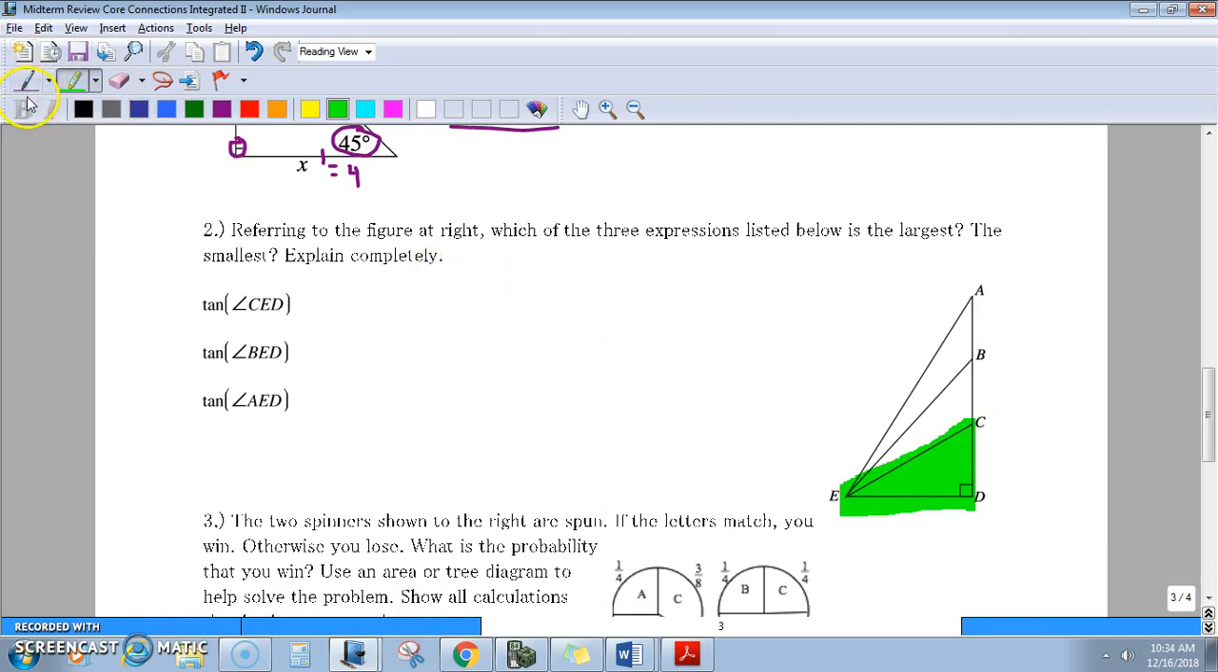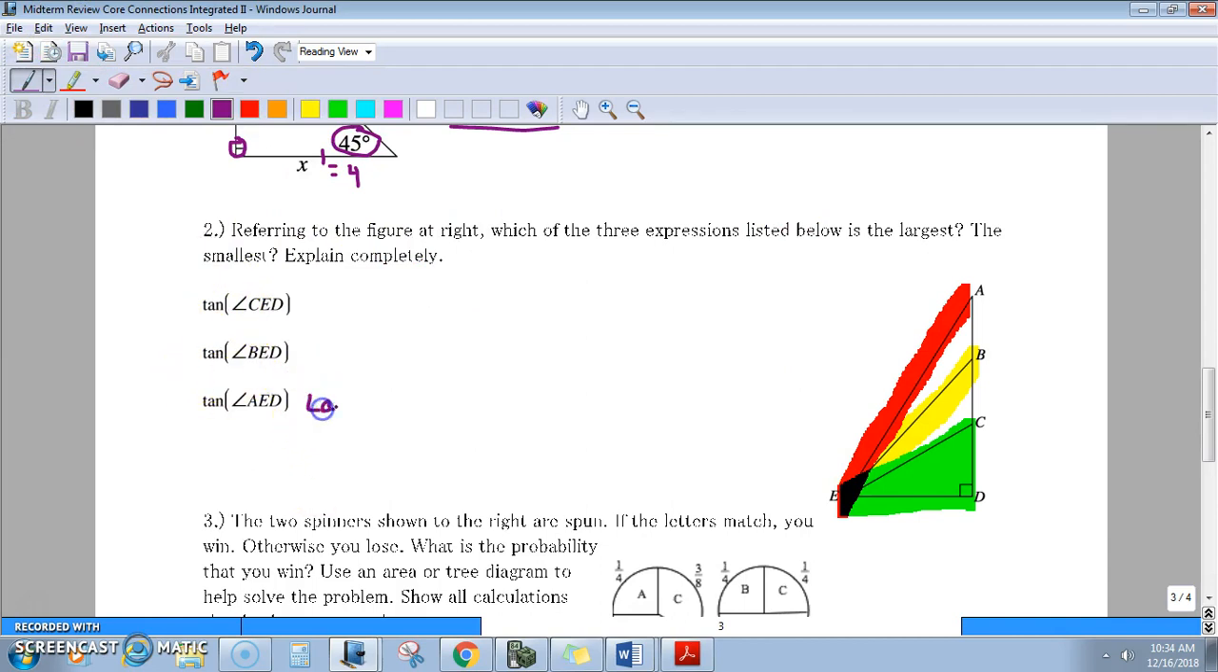So tangent's the same as the slope, right? So actually all we have to do is think of it this way, you guys. Which line is the steepest? Because that line is going to have the largest slope, and slope is the same as tangent. So AED is going to be the largest.